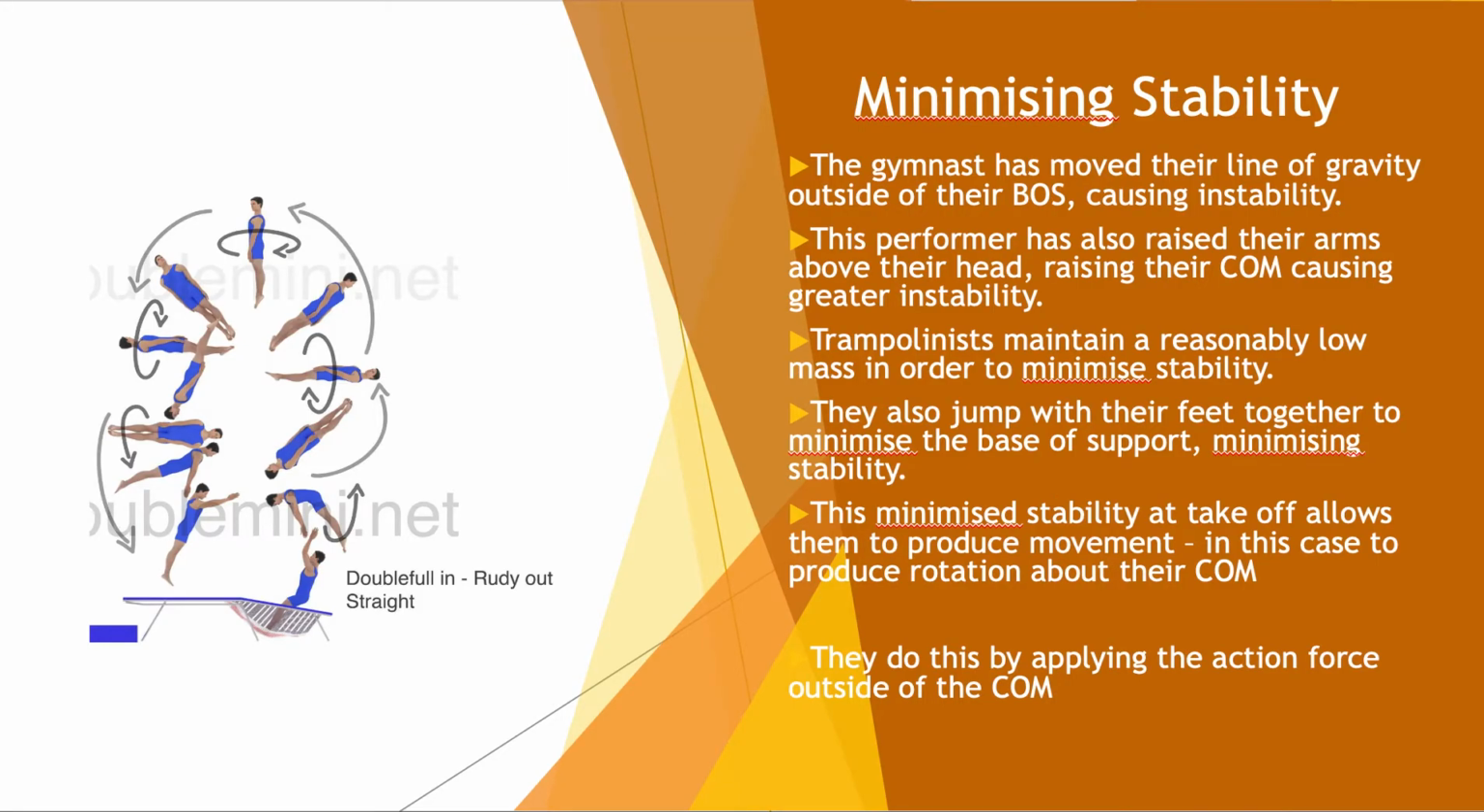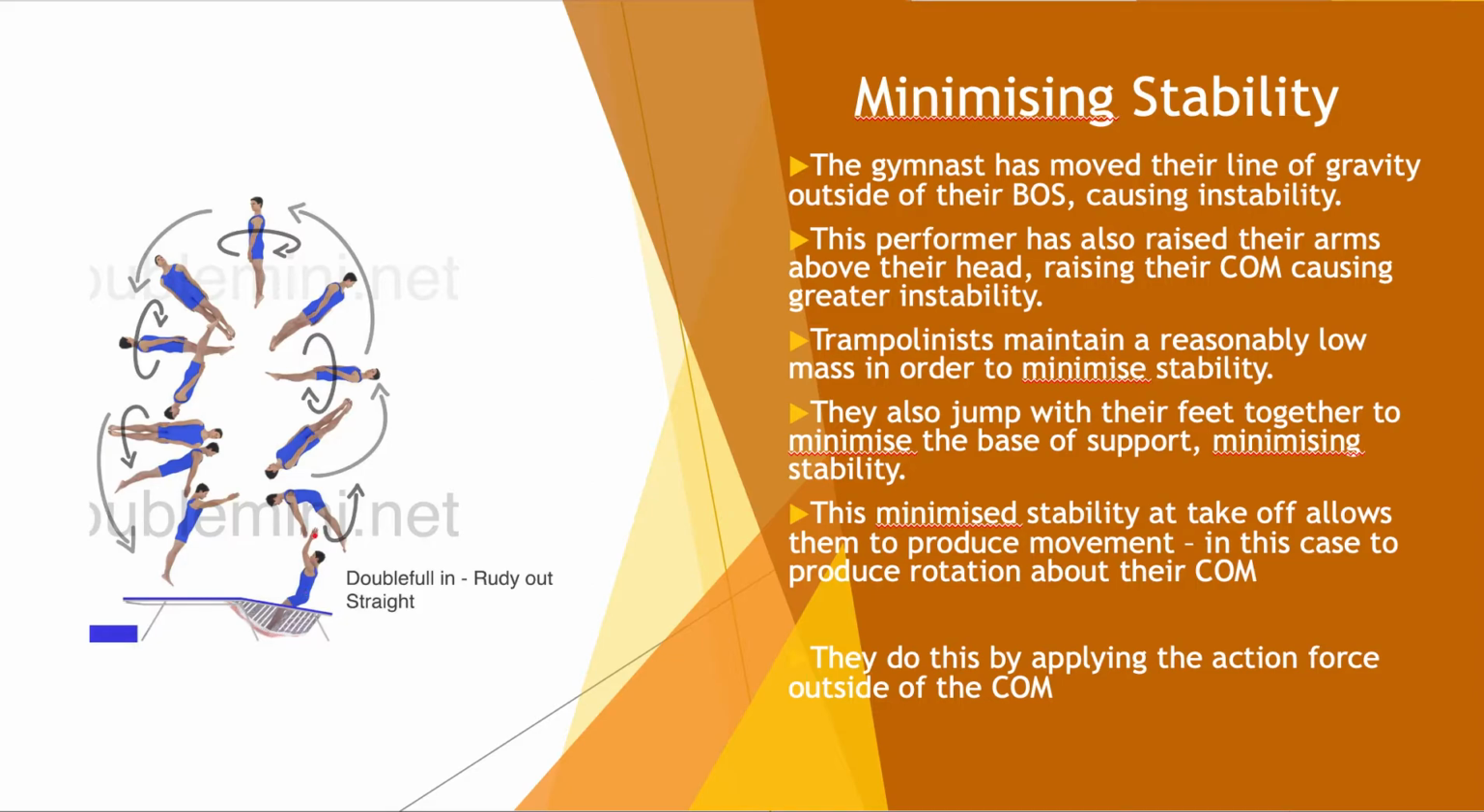In reality, in sporting scenarios, there's often more than one, and very often all four of these factors that are affecting stability being implemented by the athlete. So if we look at this example again of our trampolinist taking off, they've moved their line of gravity outside of the base of support by leaning backwards.